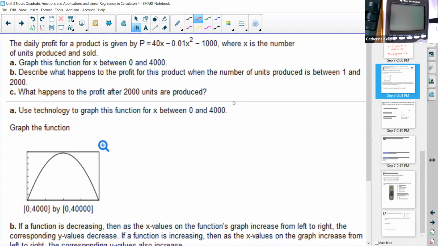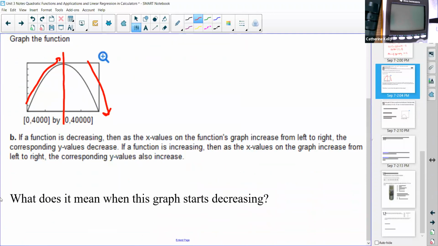So if this is between 1 and 2,000, what happens to the profits here? It means the profits are increasing, and then the profits are decreasing. If a function is decreasing, then the x values on the function's graph increase from left to right. The corresponding y values decrease.